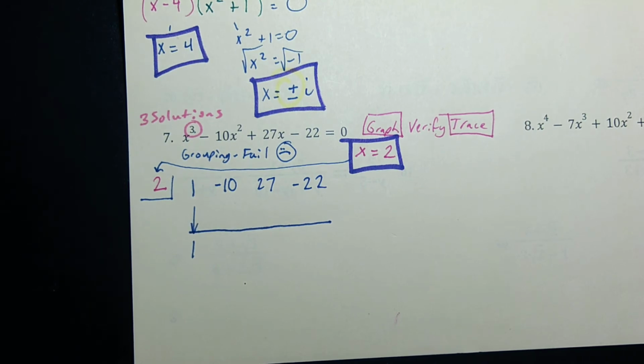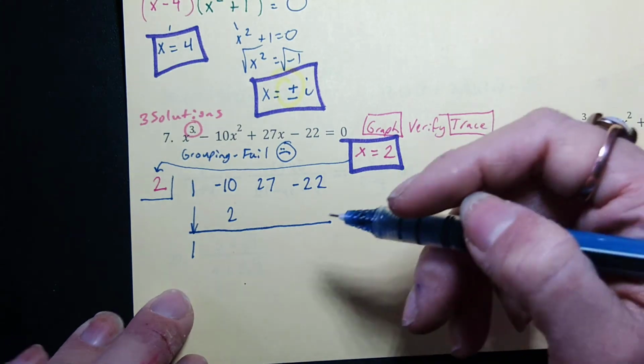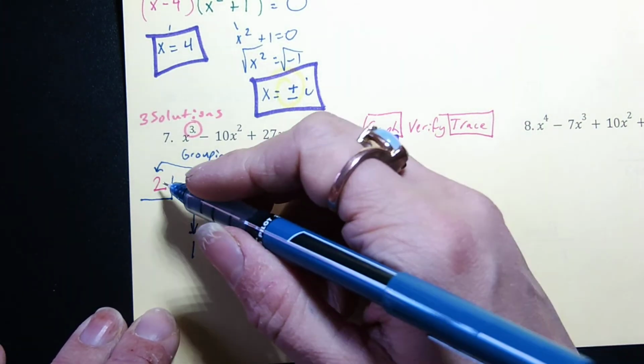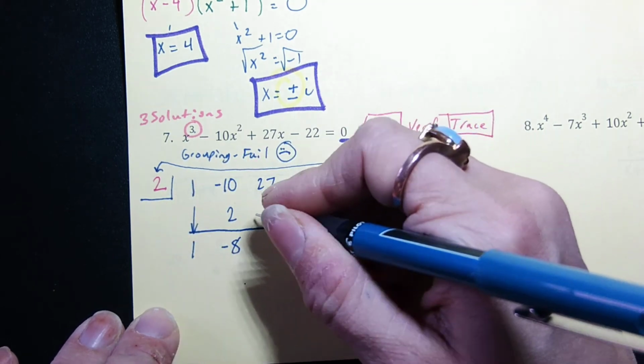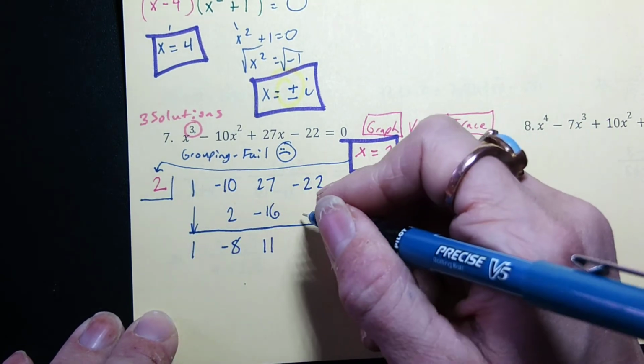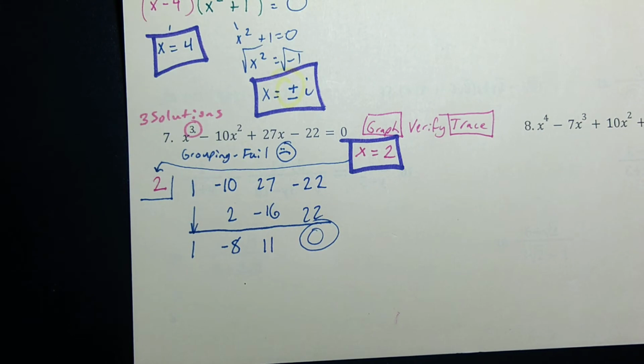So we bring down the 1. Then the process from there is times the box. So 1 times 2 is 2. Write it in the second line, and then add straight down. Then times the box, negative 8 times 2, negative 16. Add straight down, 11. 11 times the box is 22, 0. And folks, your remainder should always be 0 because that's how it works when you divide by a known factor or when you put the x-intercept in the box. So if you don't get 0, it means you messed up somewhere.